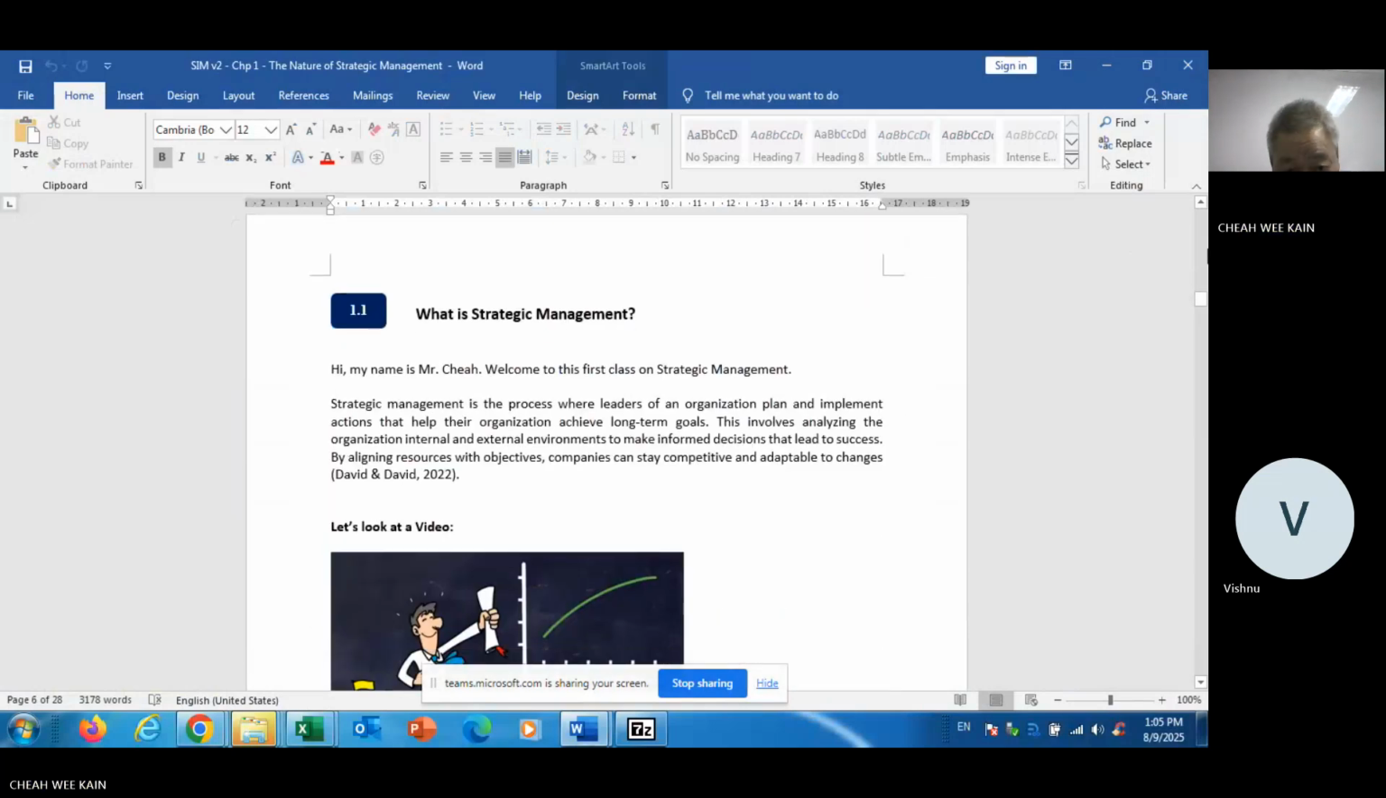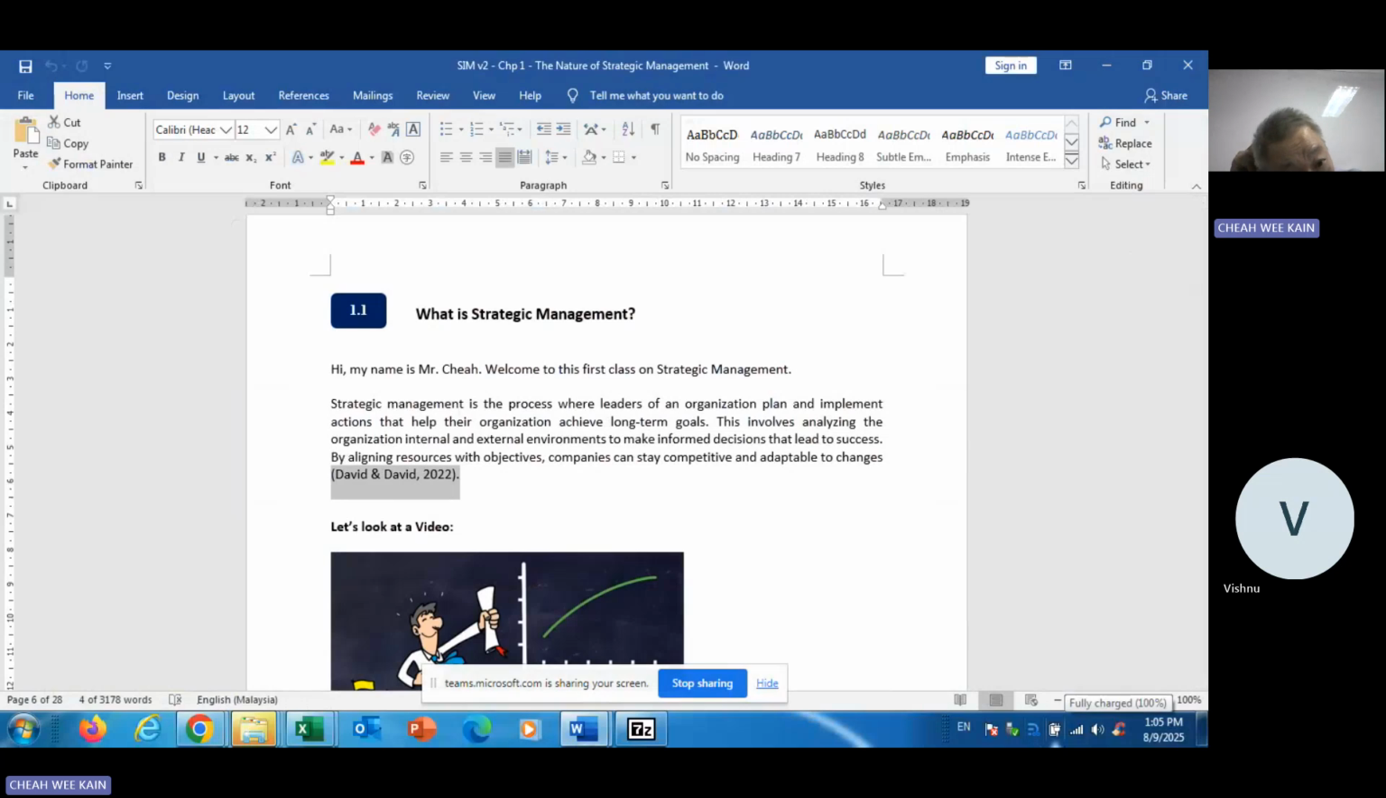The first one is: what is strategic management? Okay, so I want to introduce you to two brothers. They are very good American strategic management writers, very famous people. They published Strategic Management, the book under Pearson, 2022 edition. So it's quite a new edition. According to them, it is the process where leaders of an organization plan and implement actions to help the organization achieve long-term goals.